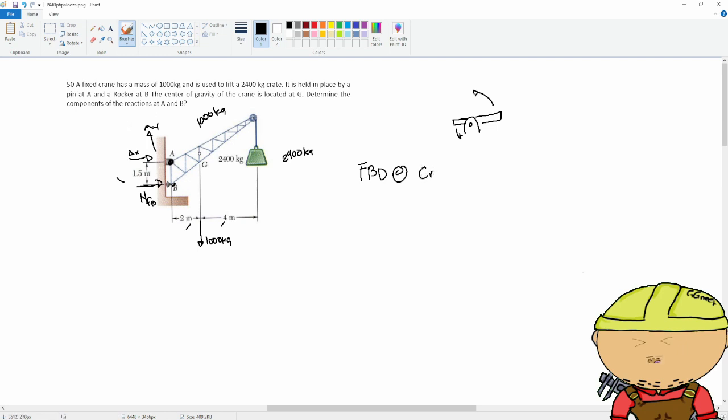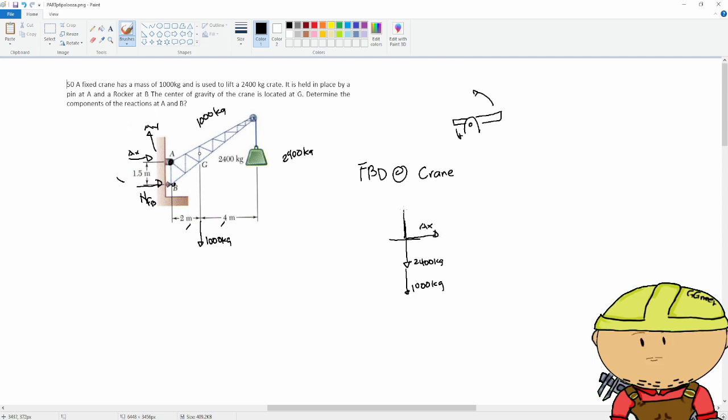FBD of the crane. If we try the FBD of the whole crane, we're going to have 2,400 downward, 1,000 kilograms downward. If you're asking, Japi, why are you not transforming it to Newtons? We can do the Newtons later, we can find the force later. We can just stay with 2,400 and 1,000 kilograms as is, if we know that every unit in the solution will not be a force but a weight.